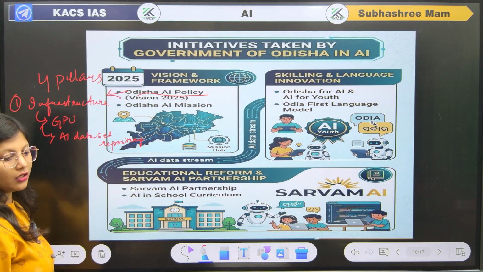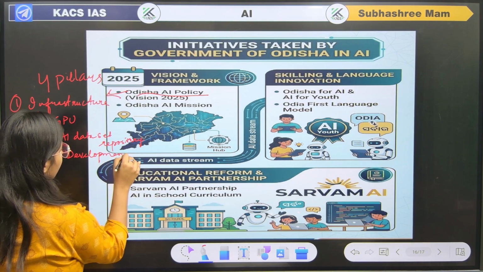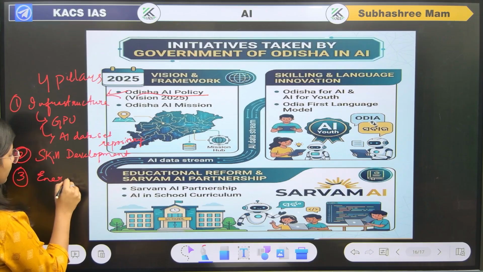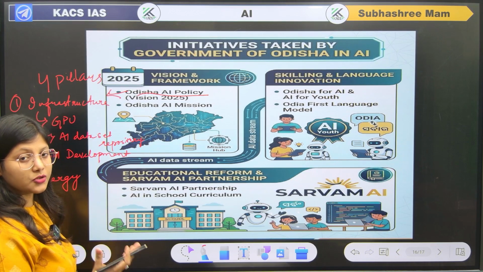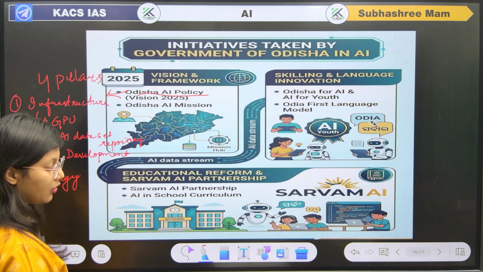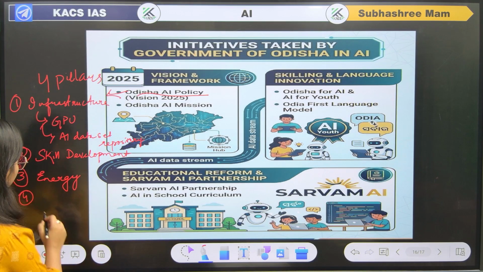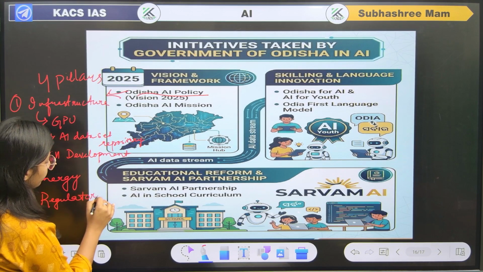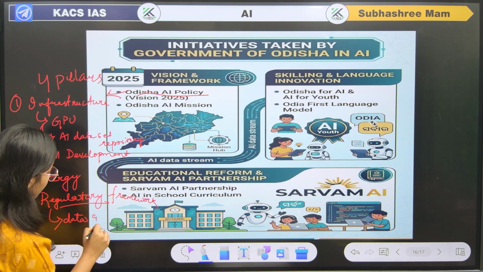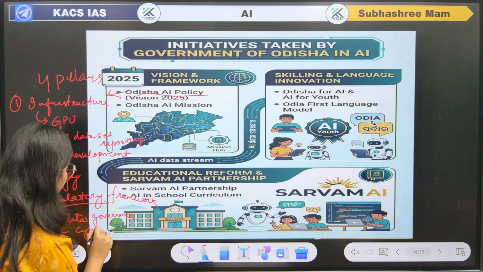Then the second pillar would be skill development. Skill development through AI in Odisha. Then the third would be energy: smart consumption patterns and smart management of the energy sectors will also be there, or sustainable energy, you can say, how sustainable energy can take place through the help of AI. Then the regulatory framework, what will be the regulatory framework? It provides data governance and cyber security.